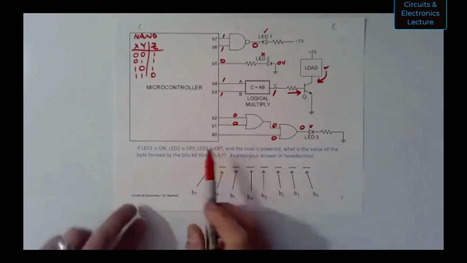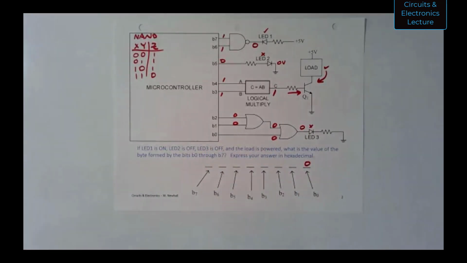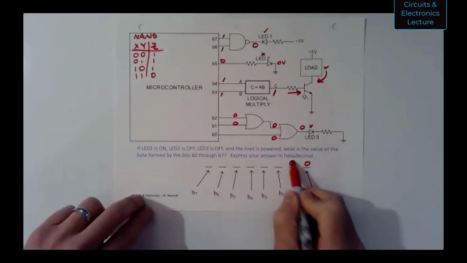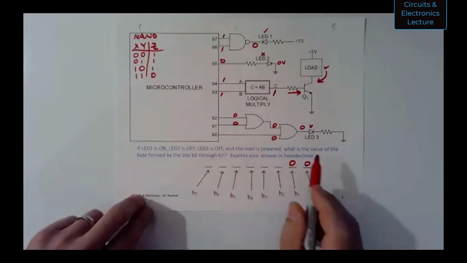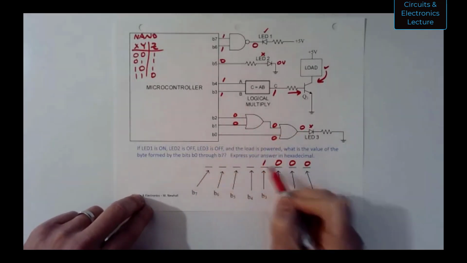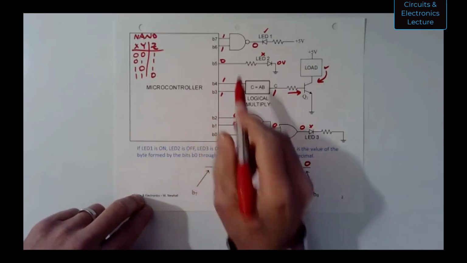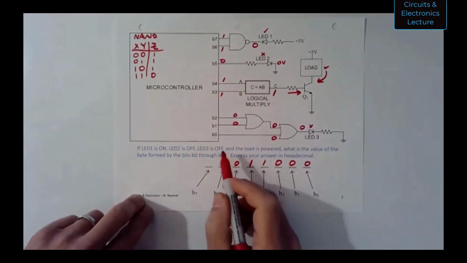So now I know my values. Let's see, B0 is a 0. B1 is a 0. B2 is a 0. B3 is 1. B4 is 1. B5 is 0. B6 is 1.